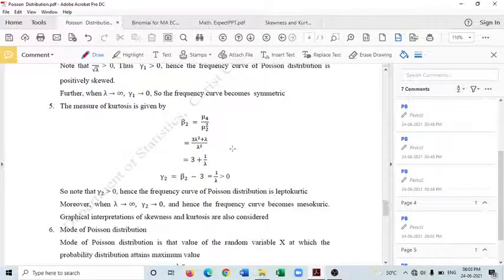Next we come to the measure of kurtosis. The measure of kurtosis is beta 2. It is given by mu 4 by mu 2 square, that is 3 lambda square plus lambda, the equation of mu 4, divided by mu 2 square, that is lambda square. So when we divide 3 lambda square plus lambda by lambda square, we get 3 lambda square by lambda square, which is simply 3, plus lambda by lambda square, which is 1 by lambda. So beta 2 is equal to 3 plus 1 by lambda.